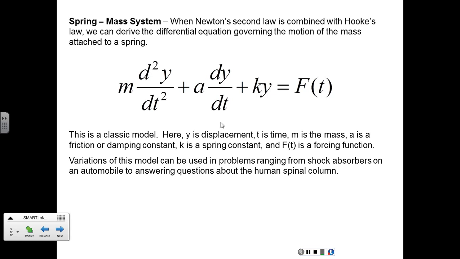What type of equation is this, by the way? What order is it? Second order. Is it a linear equation? It would depend on what?